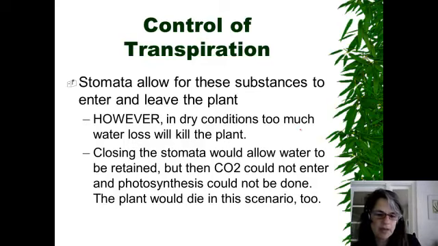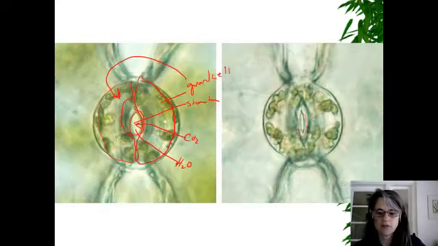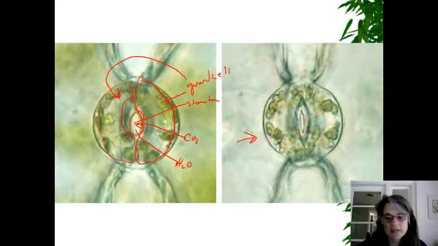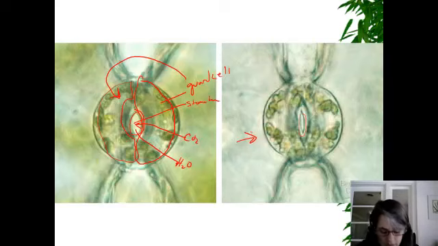Let's suppose we have a drought condition. So we're going to close up these holes like that. Well, that's fine. No water can leave. That's good. It's a drought. We don't want water to leave in a drought situation. That could really be bad for us.